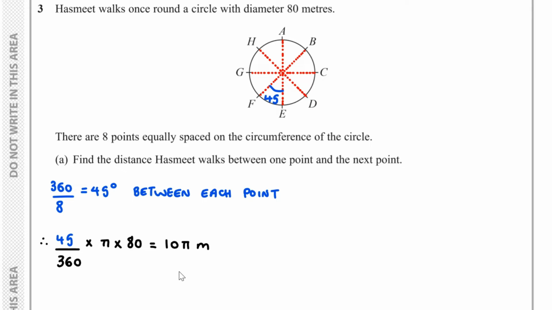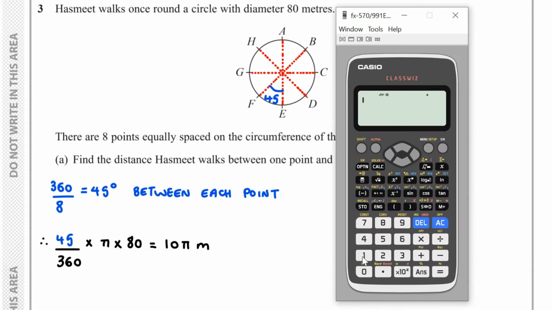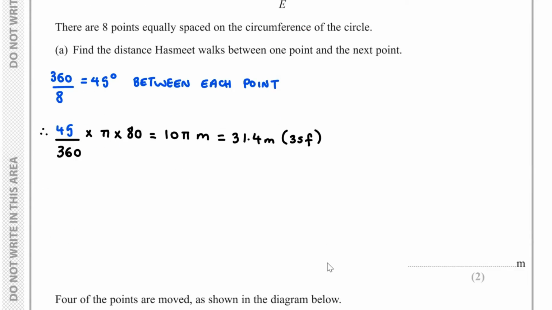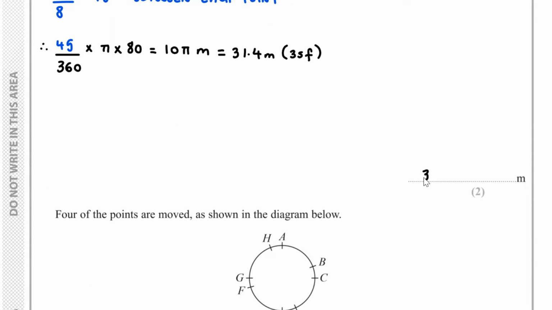So if we were to round this to 3 significant figures, of course 10 pi is equal to 31.4 meters. So we've got 31.4 meters correct to 3 significant figures. So we have 31.4 meters correct to 3 significant figures.